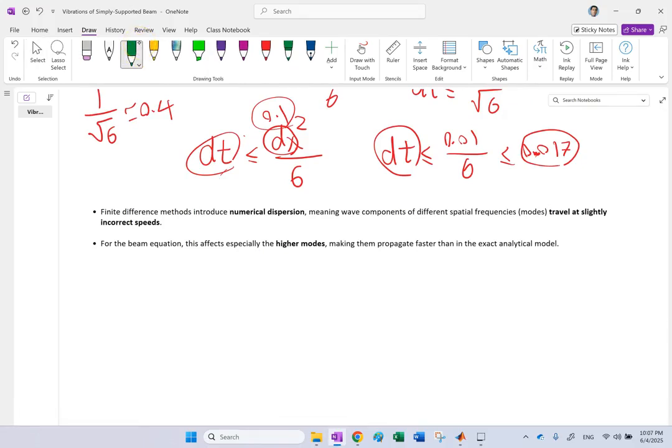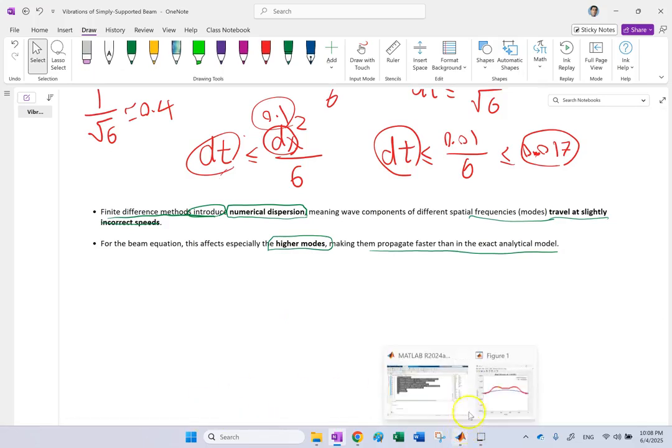Now this needs a big discussion of its own. But in general, remember that finite difference techniques introduce something called numerical dispersion. In this case, that means basically some of your frequencies will travel at slightly incorrect speeds, okay? So some of your mode shapes, some of your frequencies, travel at incorrect speeds. For this beam and this equation, it affects more the higher mode shapes, making them move a little bit faster than they should compared to the analytical solution.